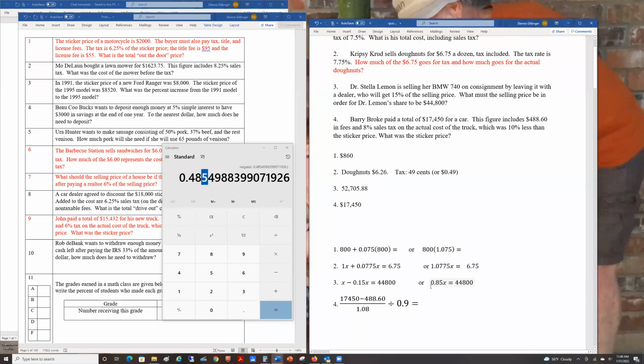And the good news is, you know what that 85% is supposed to be. It's 44,800. And that needs to be the other 85%. So I got to divide that by 0.85. And I get $52,705.88. Whoa. To the nearest penny. I'm going to write that down here.